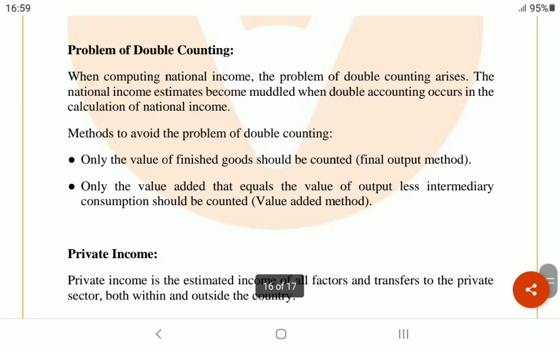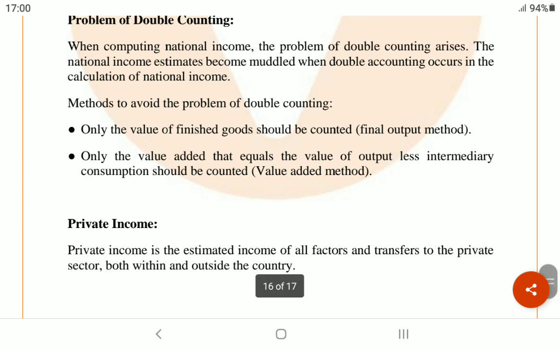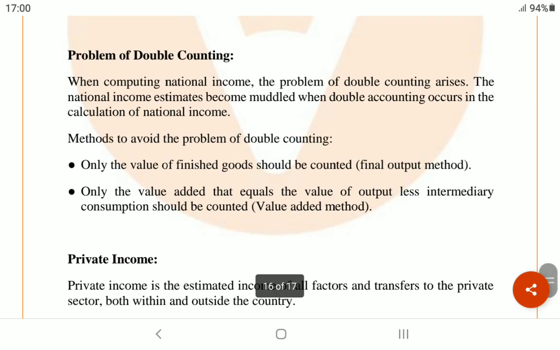Next, the problem of double counting. When computing national income, the problem of double counting arises. The national income estimate becomes muddled when double counting occurs in the calculation of national income. Methods of avoiding double counting: in the final output method, only the value of finished goods should be counted, or only the value added, which equals the value of output less intermediate consumption, should be counted. The value added method should be used so that we can avoid double counting.